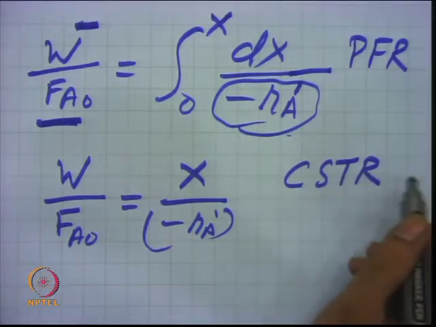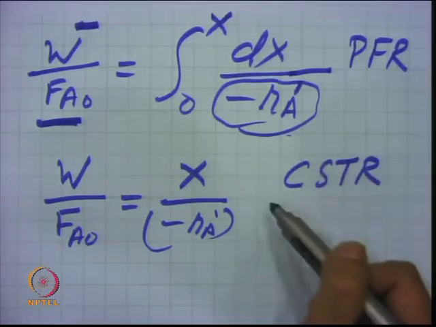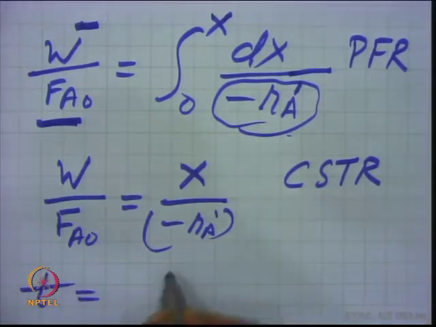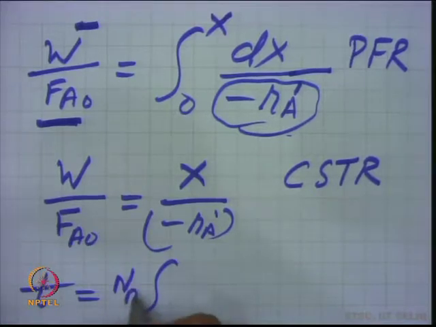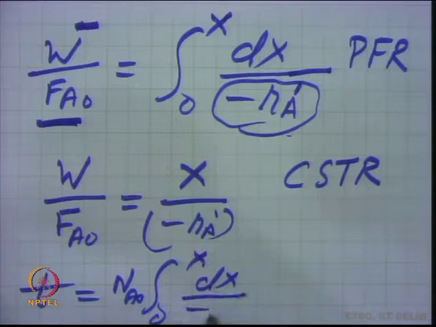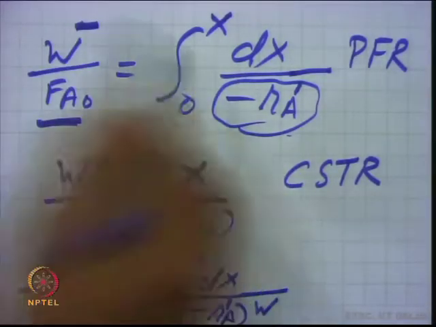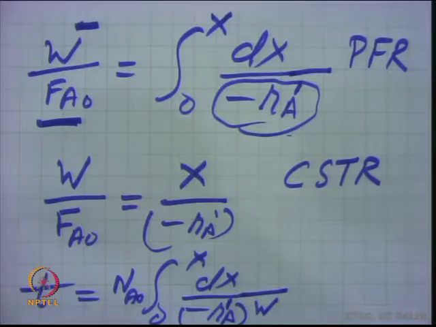And similarly, in the batch reactor one can find the time for a given conversion, which is again t = N_A0 times the integral from 0 to X of dX_A upon (-r_A') times W. So one can write the expression like this, which is similar to a plug flow reactor expression, where only W by F_A0 is replaced by a term which is your flow rate.